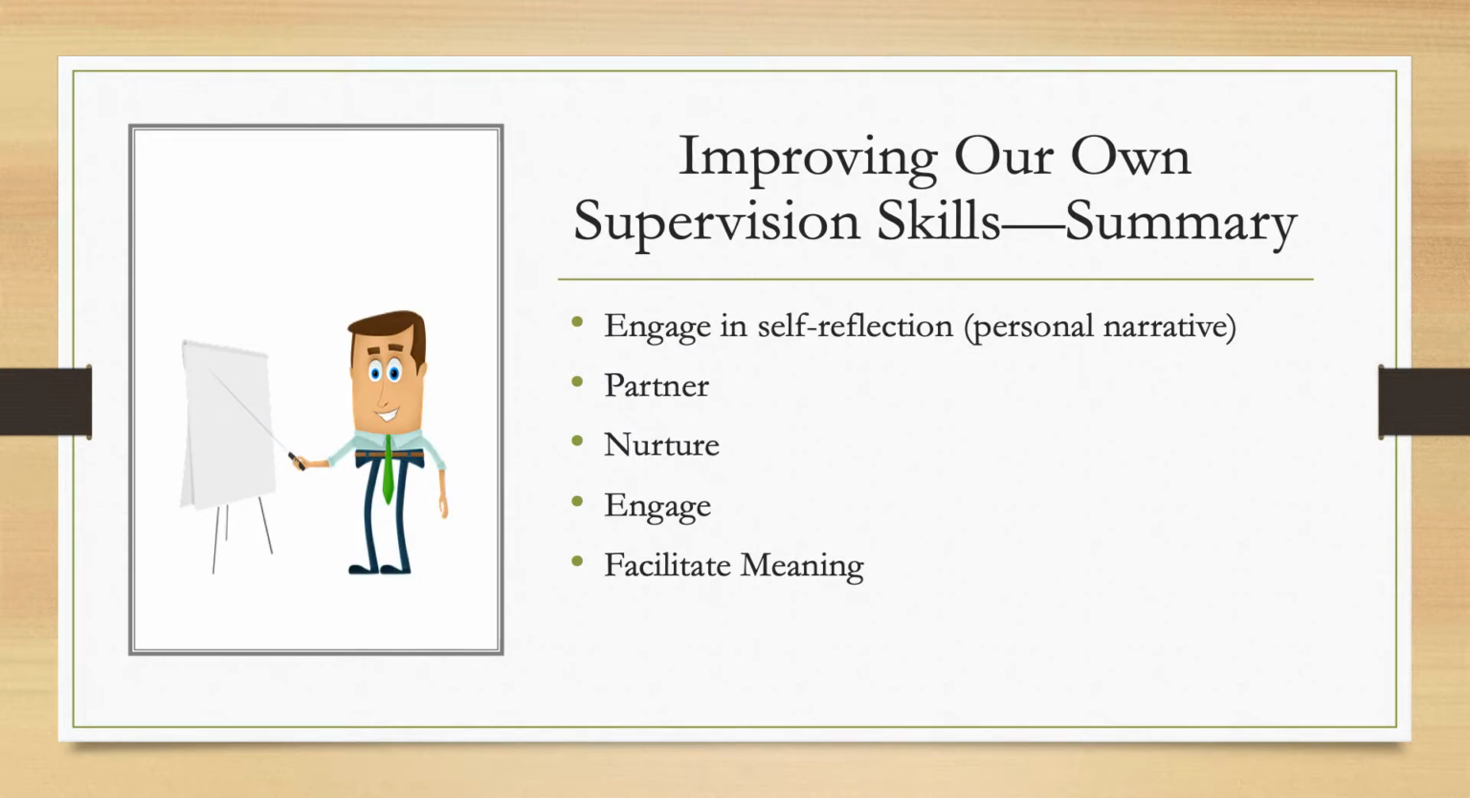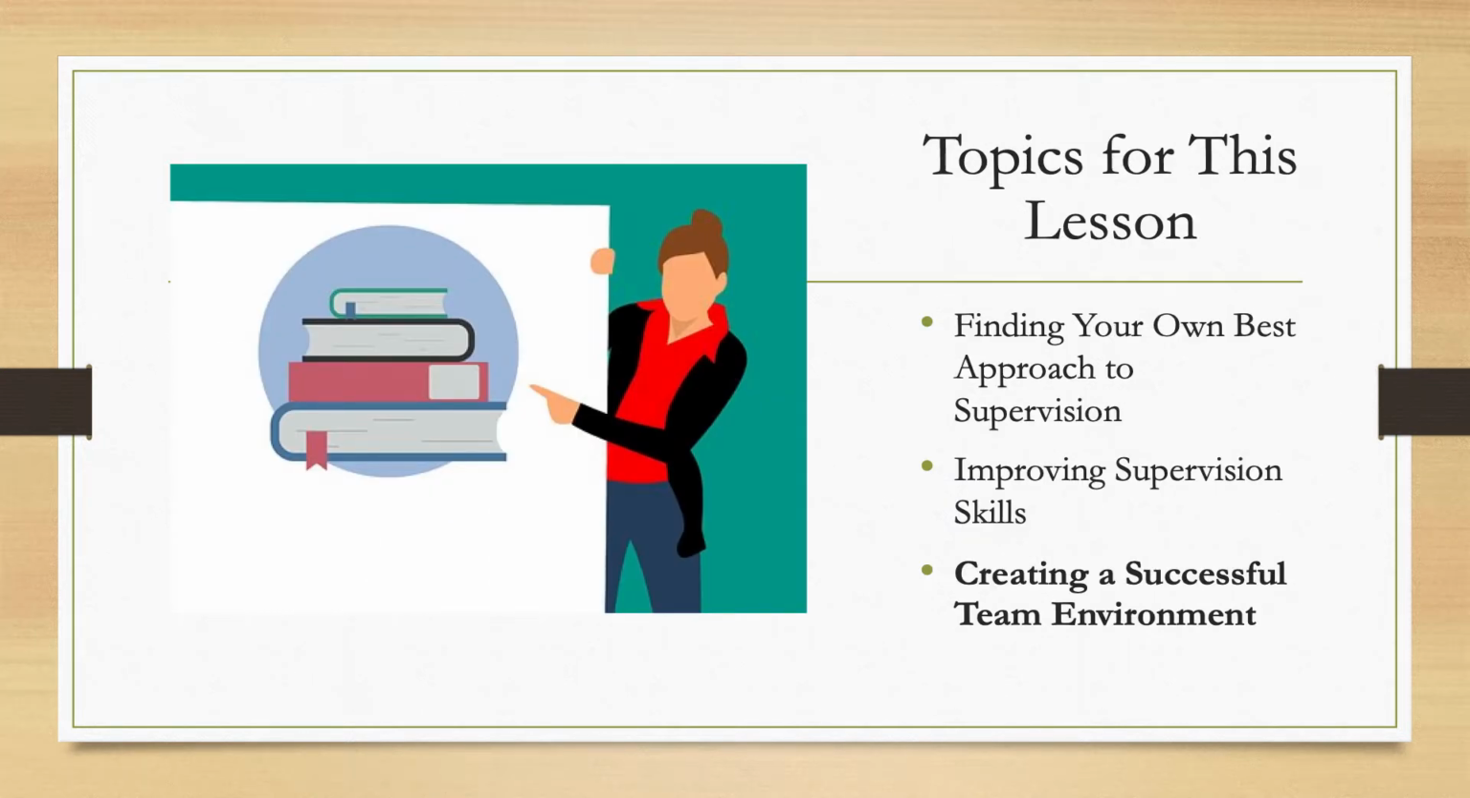So, to recap this topic, when attempting to improve our supervision skills, we should start with our own self-reflection by writing a personal narrative to help clarify our goals and motivations as an instructor. Once that's established in our minds, we can then focus on improving our interactions with students by seeking ways to better partner, nurture, and engage our students, and by facilitating meaning in the experience by problem solving and modeling of expected behaviors. Our final topic for this lesson is creating a successful team environment.